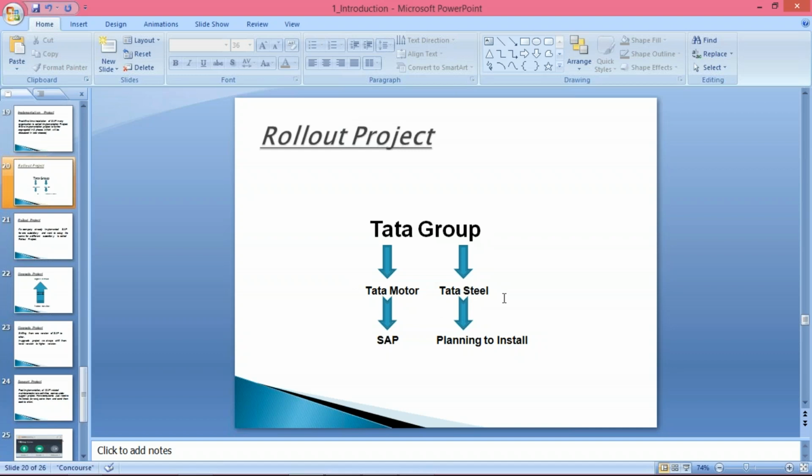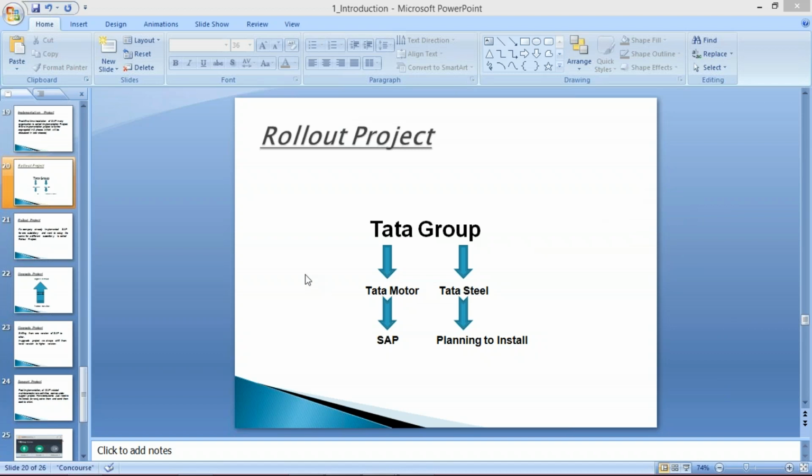But under the same group, for a different subsidiary, for Tata Steel, we are going to do the same implementation, in the sense the same installation. The same installation is going to happen a second time for a different subsidiary. That is called a rollout project, guys. Rollout project means in the same organization, if we do SAP installations for a different subsidiary, then this project will be treated as a rollout project.